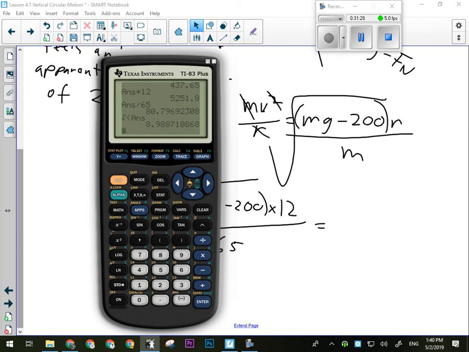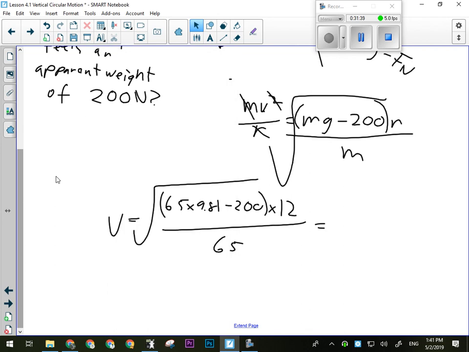All right, so we're looking at 8.99. I think we had 3 significant figures there, right? Just 2? 9.0 meters per second is the speed that this roller coaster must be moving at in order to make that person feel considerably lighter than normal. Everybody all right with that one?